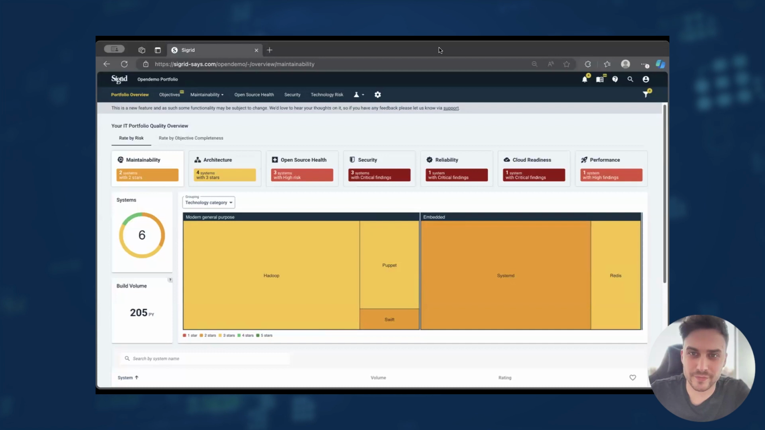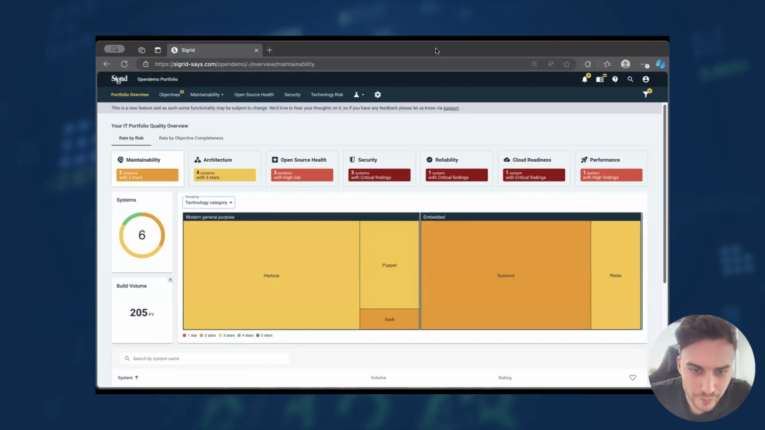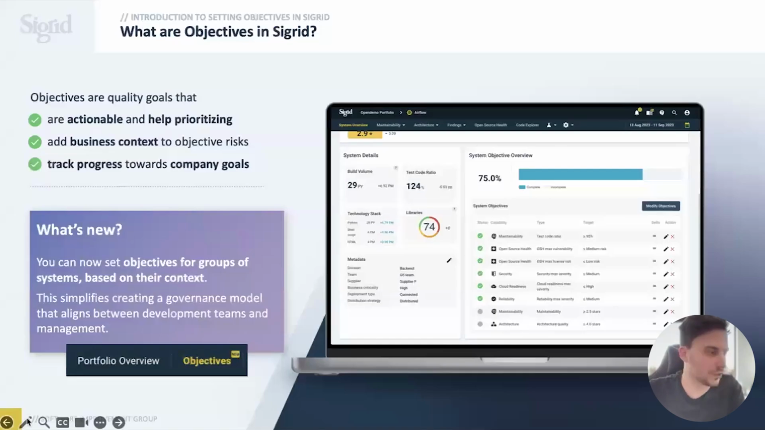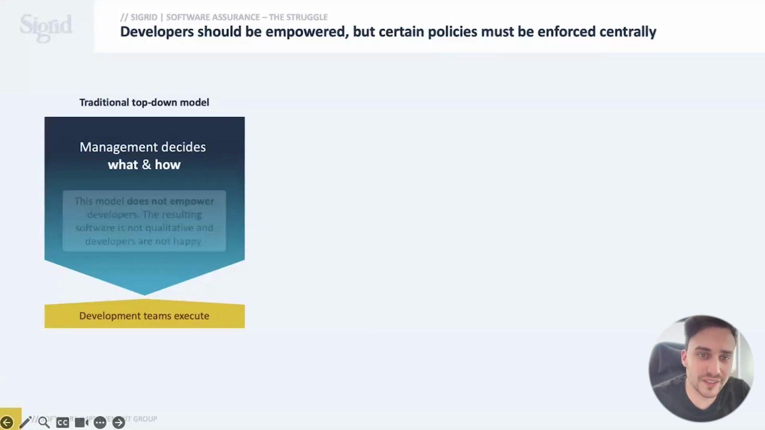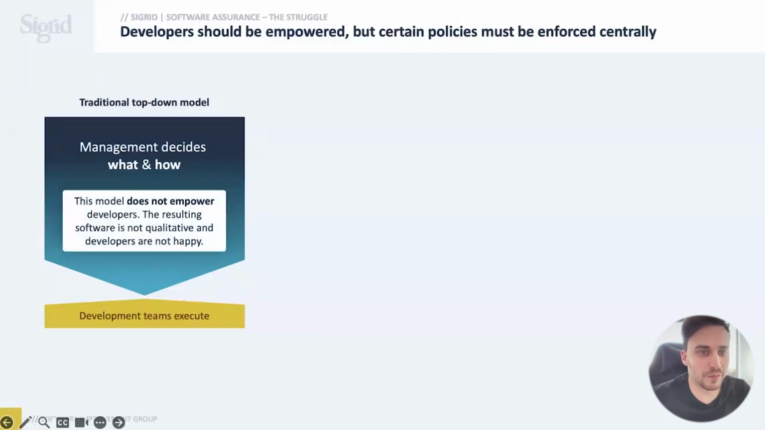Okay, then I'll head back to my PowerPoint slides. Like Hugo mentioned, there are a couple of ways that software is actually managed. We come across a lot of clients with different ways of managing this. There's the traditional top-down model where management decides what and how the software is implemented. This mainly leads to developers that are not that happy, and also software that is not that qualitative.